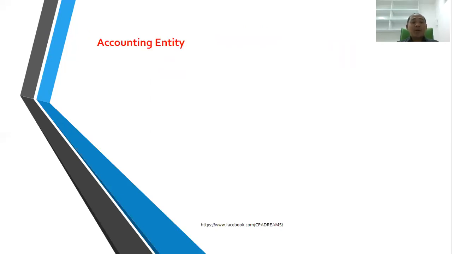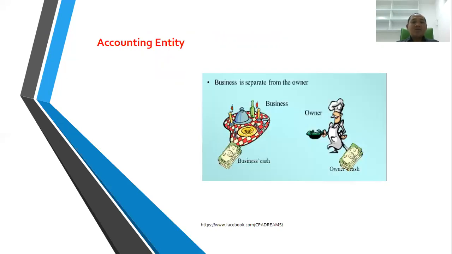Accounting entity or business entity. So business is separate from the owner. It should be treated separately, meaning the personal transactions of its owner should not be recorded on your accounting book, unless the owner's personal transactions involve adding or withdrawing resources from the business. So tatandaan, you don't mix your personal transactions with the business.